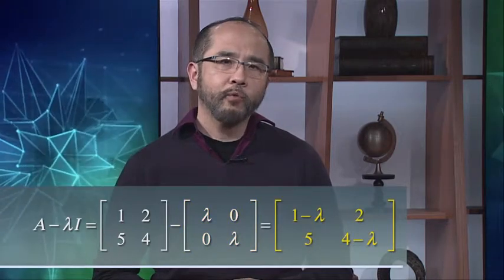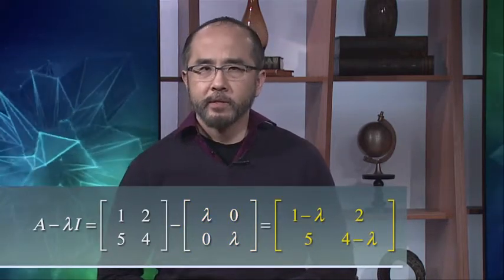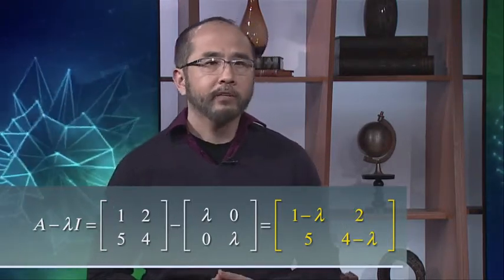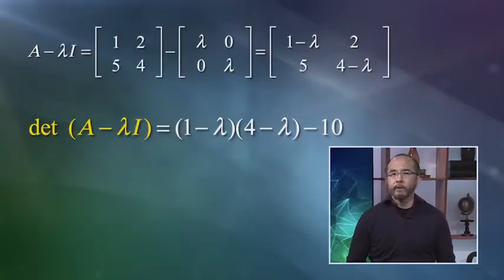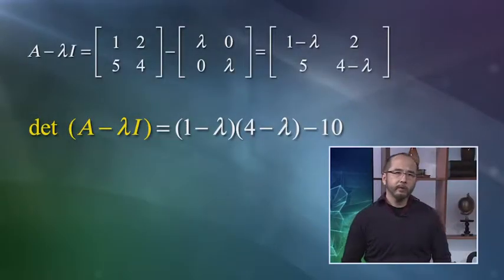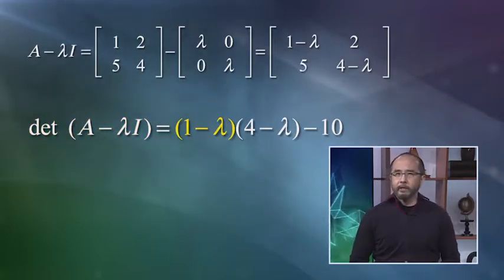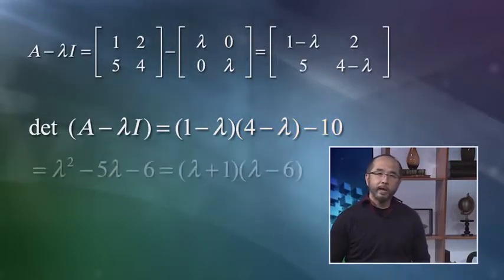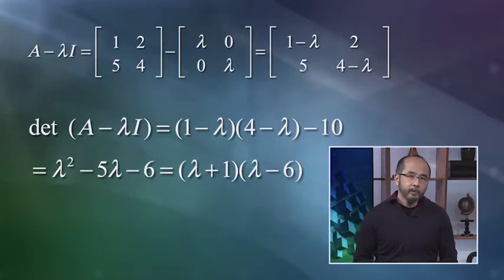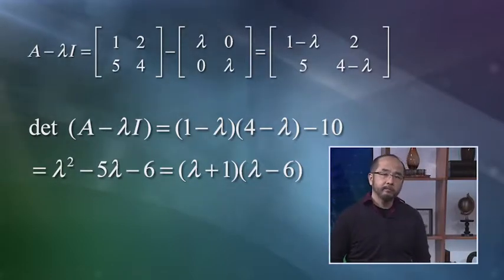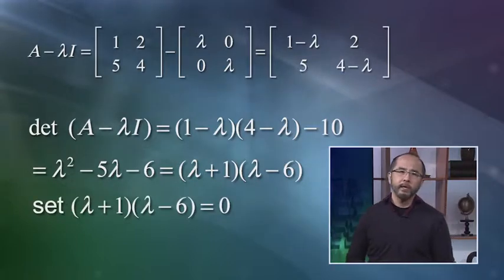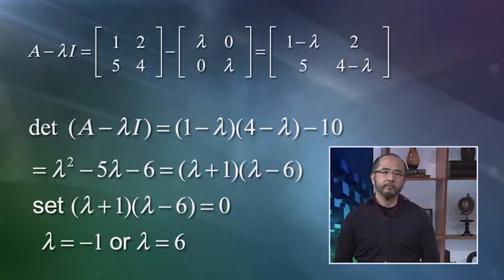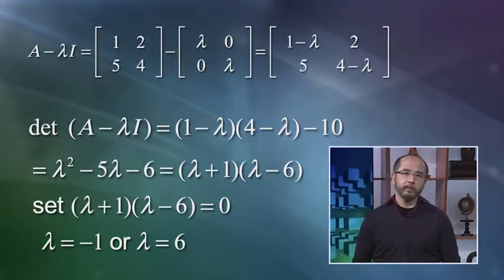This yields the matrix A with lambda subtracted off the diagonal entries. So that's the matrix with entries 1 minus lambda, 2, 5, and 4 minus lambda. Now, if you take the determinant of this matrix, you will get (1 minus lambda)(4 minus lambda) minus 10, which, if you write it out, factors as (lambda plus 1)(lambda minus 6). And if you set this to 0 to find the roots, you will see that lambda is either minus 1 or 6. These are the two eigenvalues of this matrix, [1, 2; 5, 4].